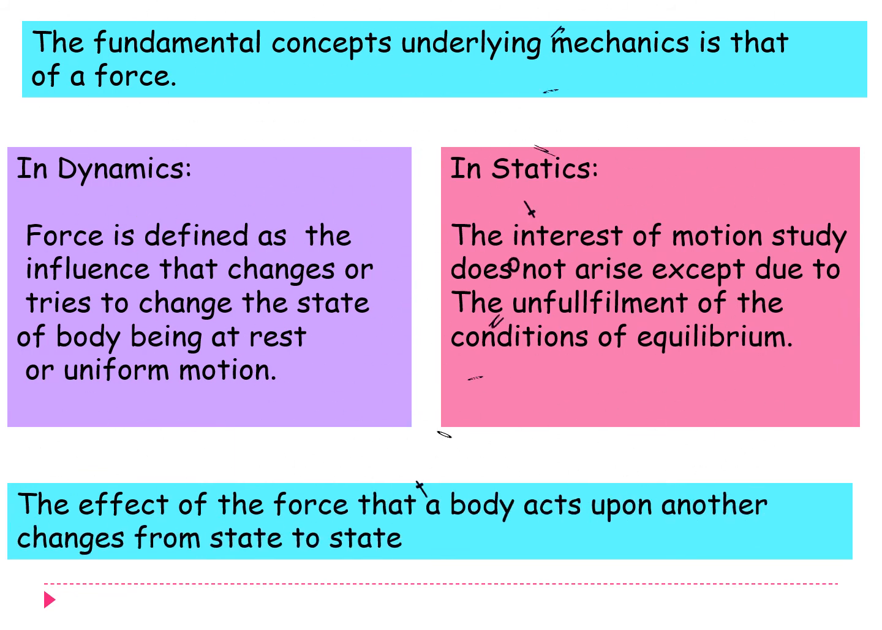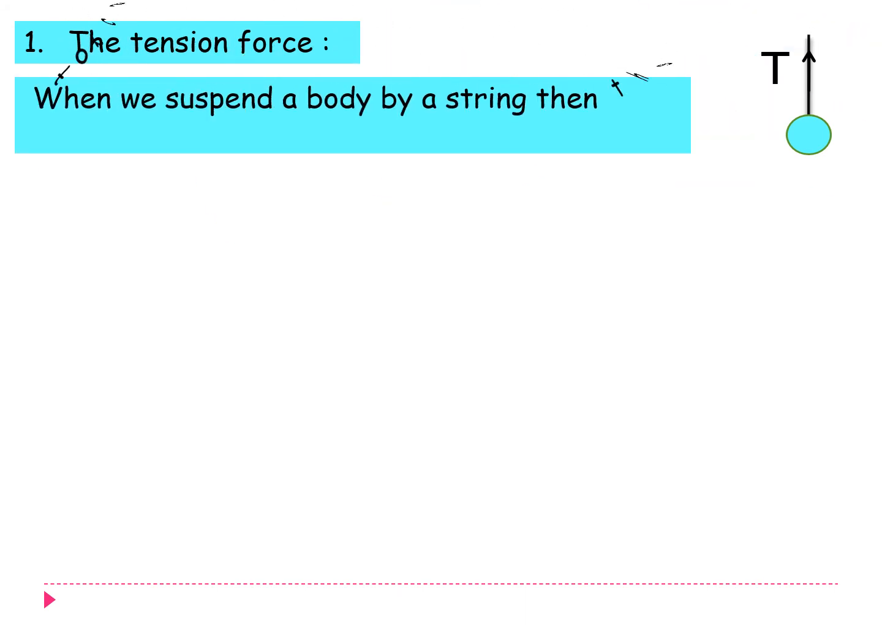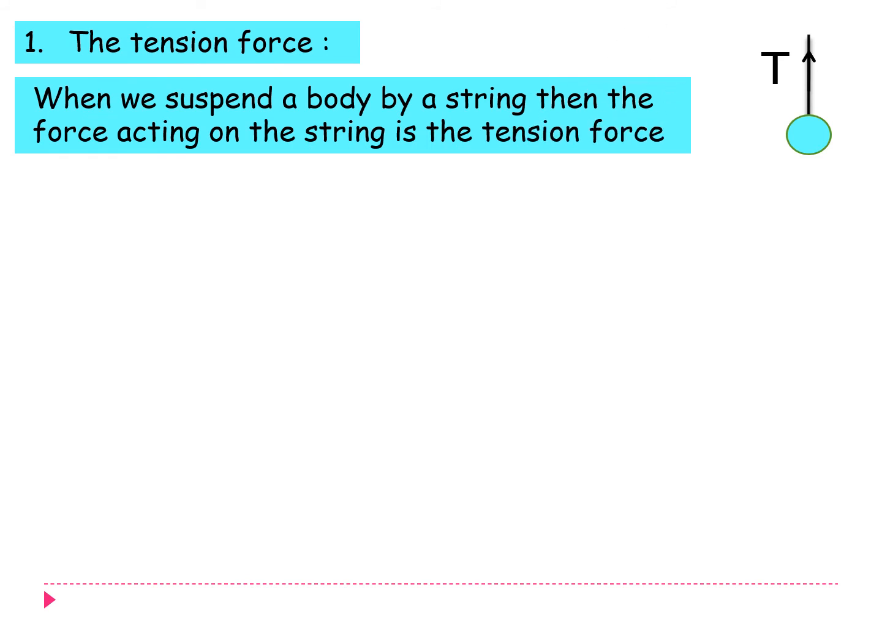The effect of a force that a body acts upon another changes from one state to another. Let's go and talk about types of forces. Number one, the tension force. If you have a ball or a body suspended by a string, then the force acting on the string is called the tension force.